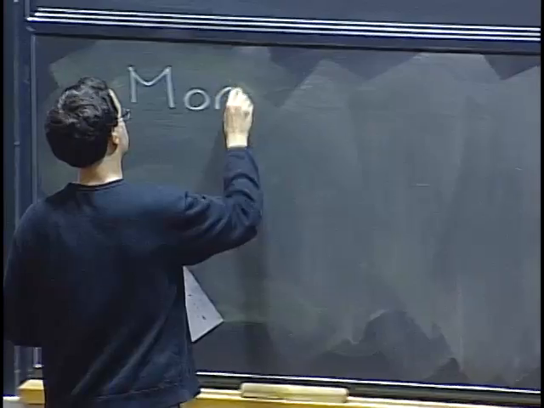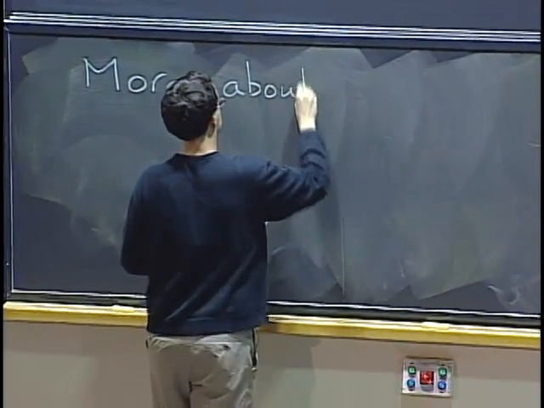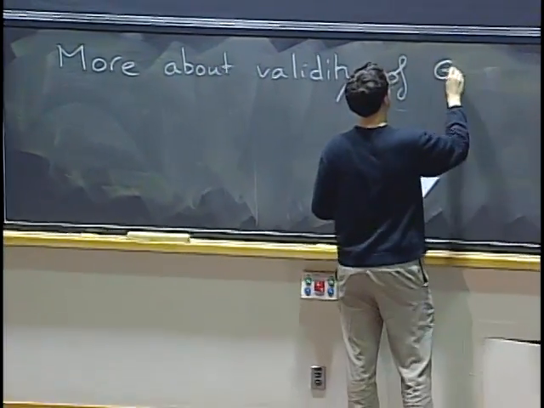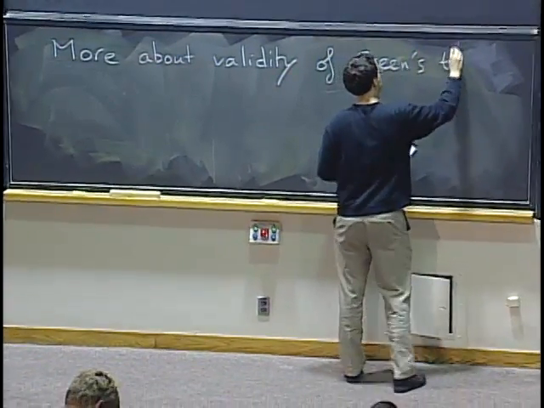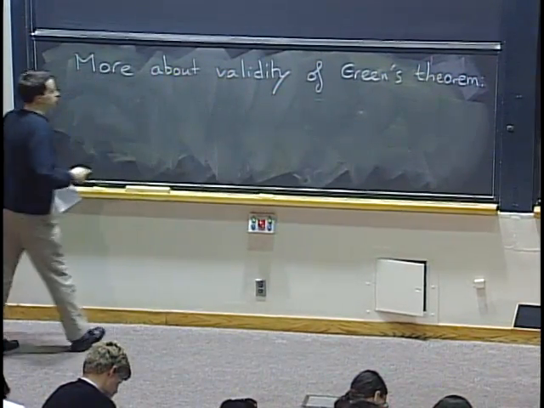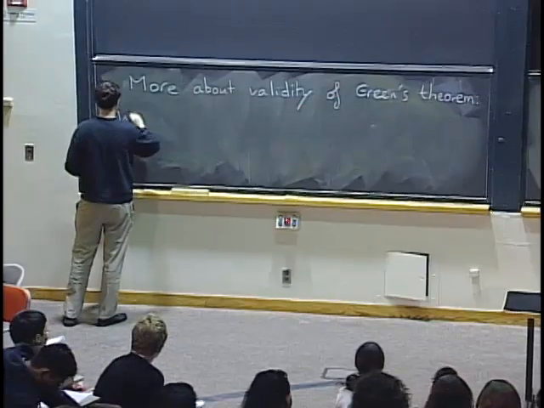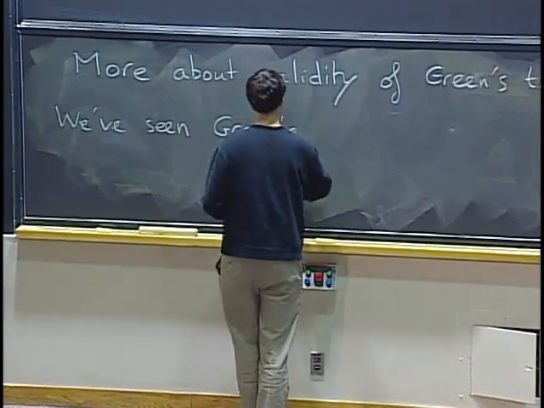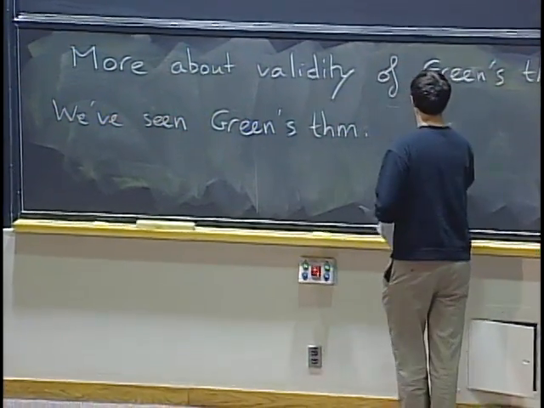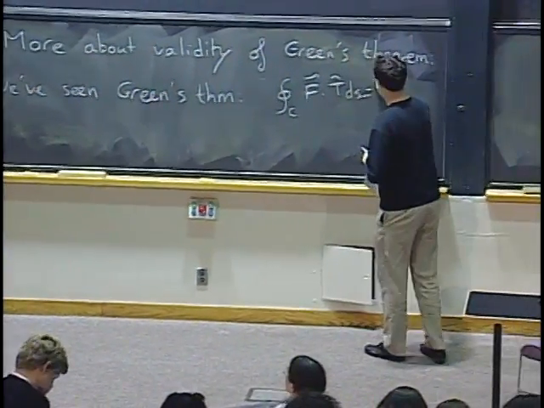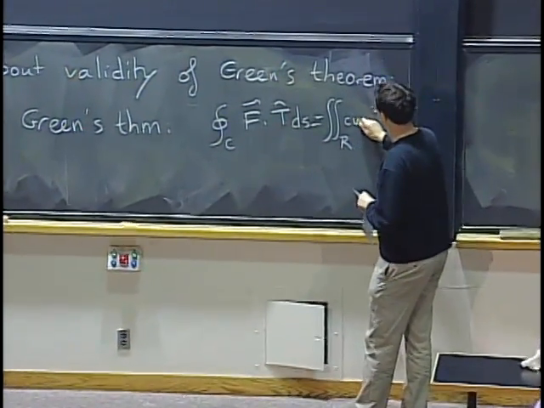So, more about the validity of Green's theorem and things like that. We've seen the statement of Green's theorem in two forms. Both of them have to do with comparing a line integral along a closed curve to a double integral over the region inside, enclosed by the curve.